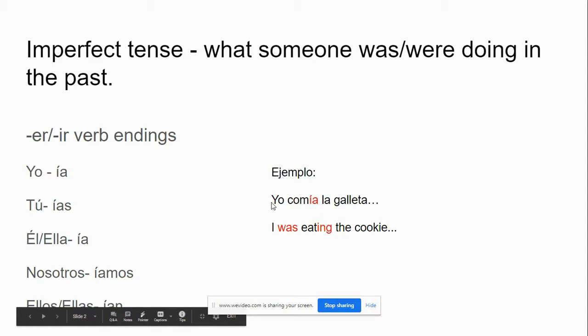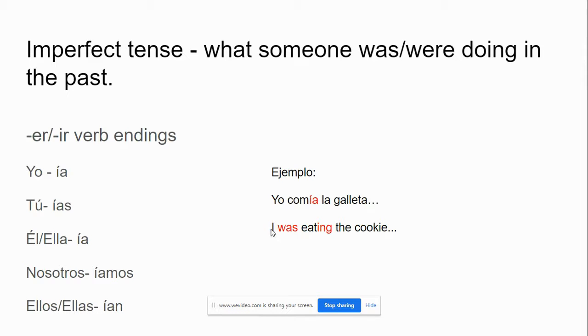To give an example, yo comía la galleta. I was eating the cookie. Com is the stem for eat. The ía ending tells us that it means was eating and not ate.